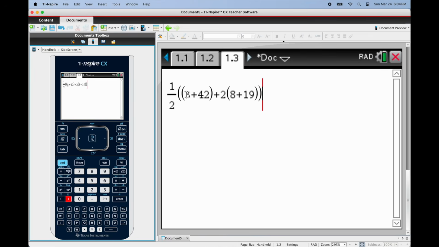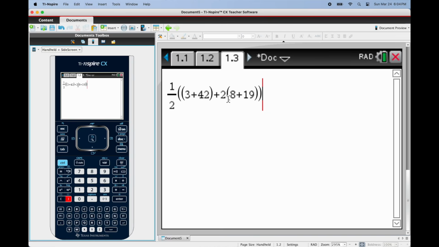So we have 3 plus 42 plus 2 times 8 plus 19, and all of these are within these bigger brackets. So we're saying order of operations. We want to take 3 plus 42, add that together, then take 2 times 8 plus 19, add these 2 things together, and then we want to multiply all of that by half. So just be mindful when you are typing this in.